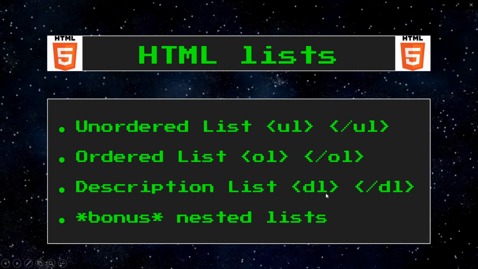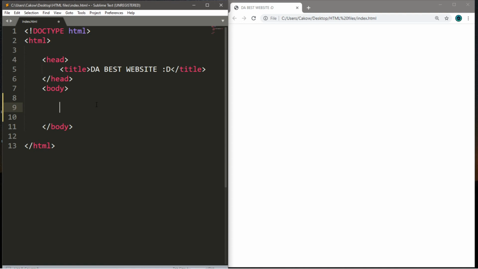And then I'll give you guys a bonus at the end of how you can make a nested list, which is basically a list inside of a list, but that'll make more sense near the end of the video. Let's begin by creating an unordered list.